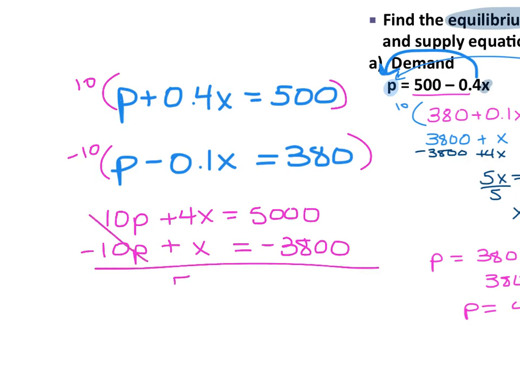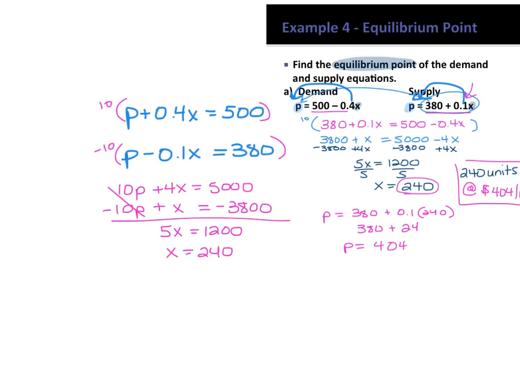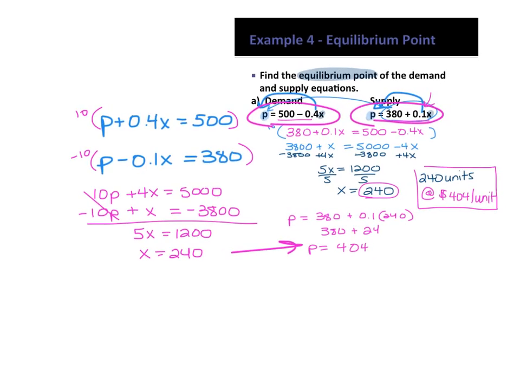Now these are going to cancel. 5x equals 1,200. And we're exactly where we were before. x is 240. Take it and plug it back into, again, any of them like I did before. And I would have gotten that P is 404. So at this point we've done substitution and we've done elimination, and you can pick between those, whichever one you're the most comfortable with.